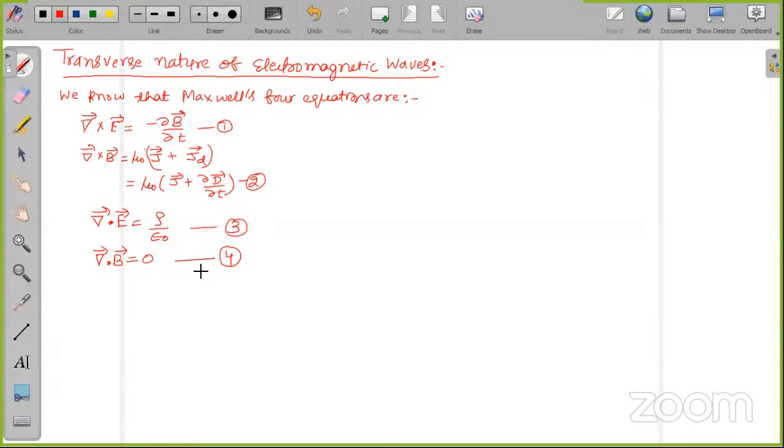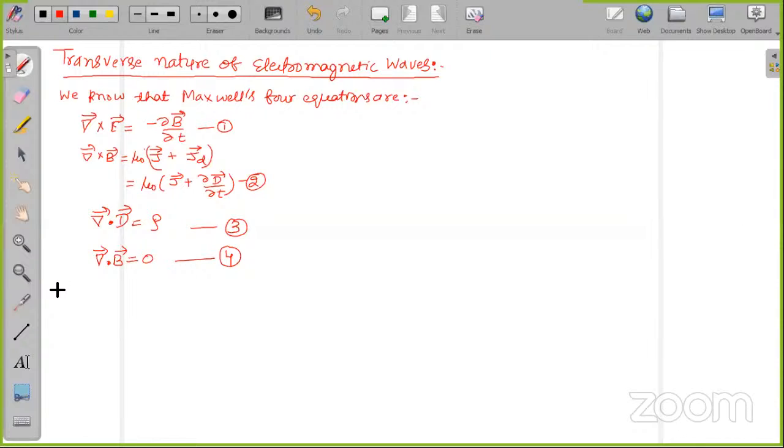Would you agree that you know these all four equations? Rather, yes, sir. I did not call this Maxwell's equation. I used this one actually: del dot D is equal to rho. Is it okay? Now, these are the four Maxwell's equations.